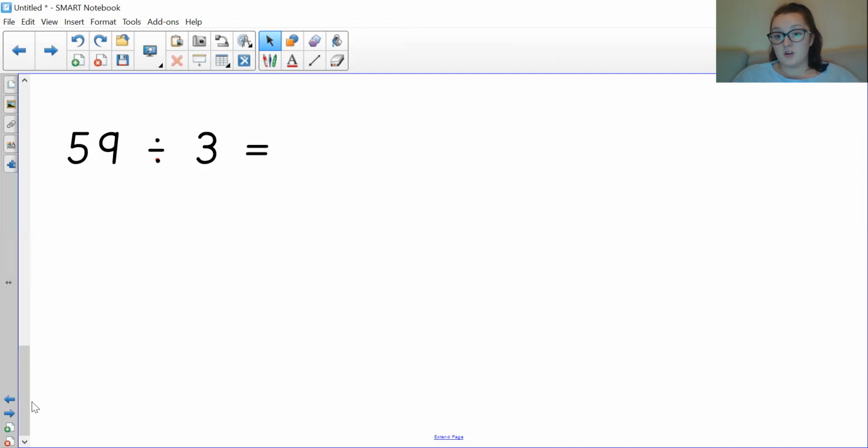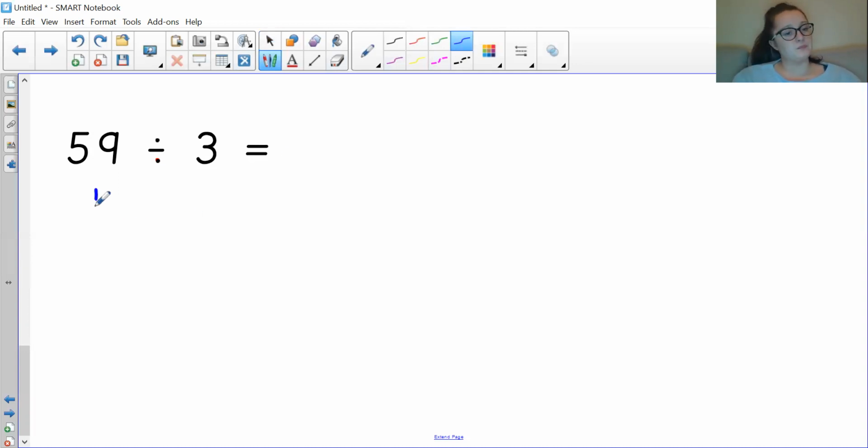So we can have a number, say 25 divided by 4. So we know that 4, 8, 12, 16, 20, 24. So 4 goes into 25 6 times, but we'd have 1 left over, which is our remainder. So we're going to have a look at it with this number 59. Let's see what happens. So just like with the other ones, I'm going to get a different colour. Let's use blue.